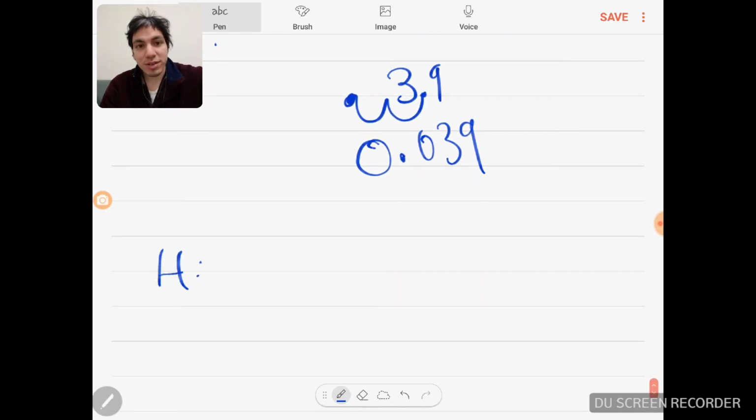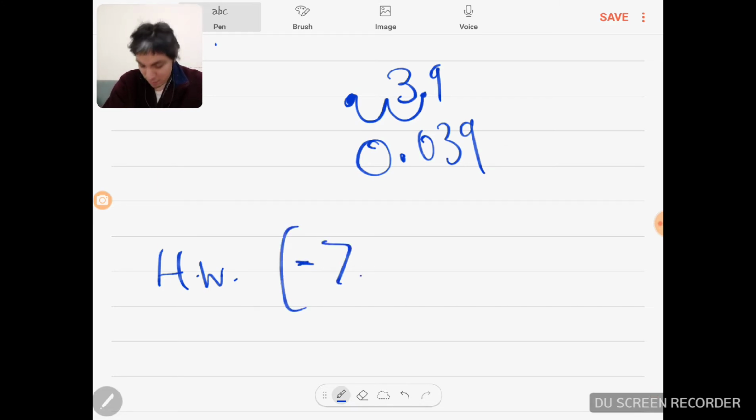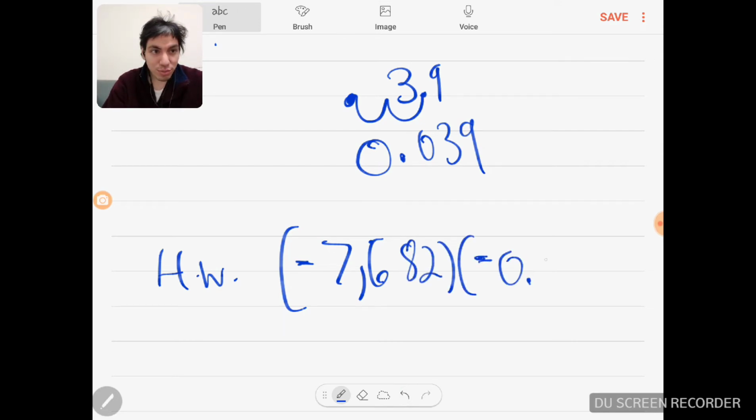So for homework, do negative 7,682 times negative 0.001. Let me know what you guys get as your answer in the comments down below.